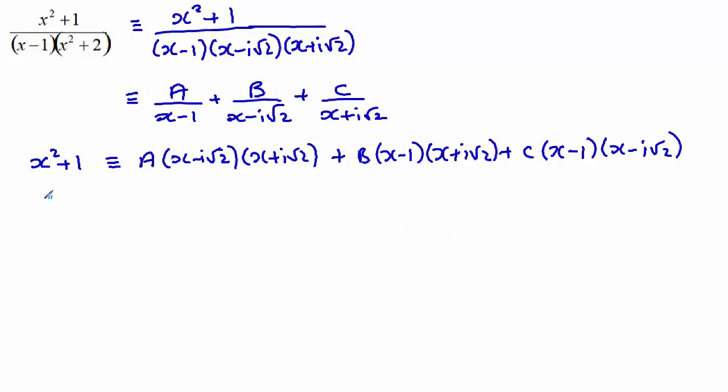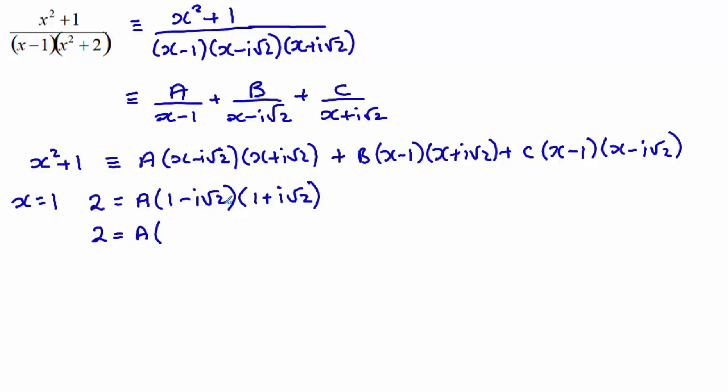Okay, so let's let x be equal to 1. So this one disappears, and we get 2 is equal to A into 1 take away i root 2, 1 plus i root 2. So that's going to be A into difference of 2 squares, so it's going to be 1 plus 2. So A is going to end up being 2/3.